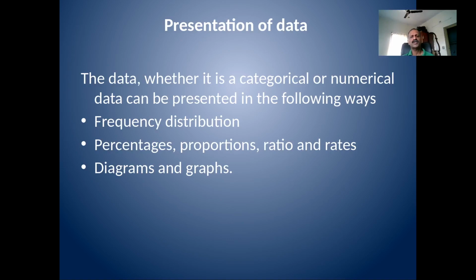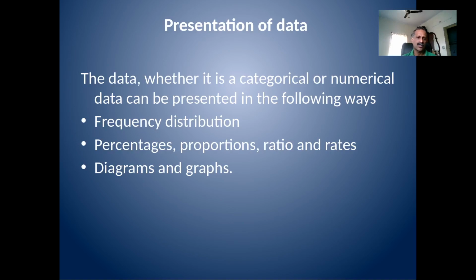The next is the presentation of data. The data, whether it is categorical or numerical, can be presented in the following ways: frequency distribution, percentage, proportions, ratio and rates, diagrams and graphs. And presentation of data was once asked as a short note, how the data can be presented. So this you have to learn, and you will be learning it again in the statistics class also.